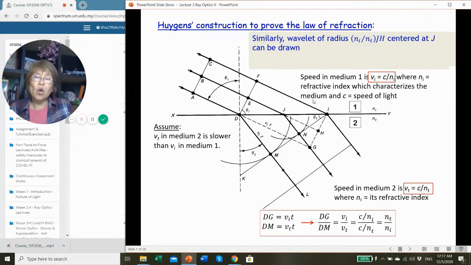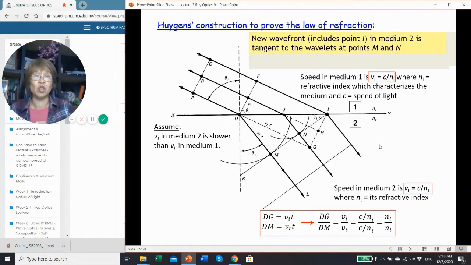Okay, so now the new wavefront in the second medium would be obtained by drawing a line that is tangential to this arc and to this arc. So at the point where it touches, we will draw a ray from point D to the point where it touched, here M, and for this wave it will be at this point here. So this will be the direction of the ray that has refracted into medium 2. So this forms the new wavefront.